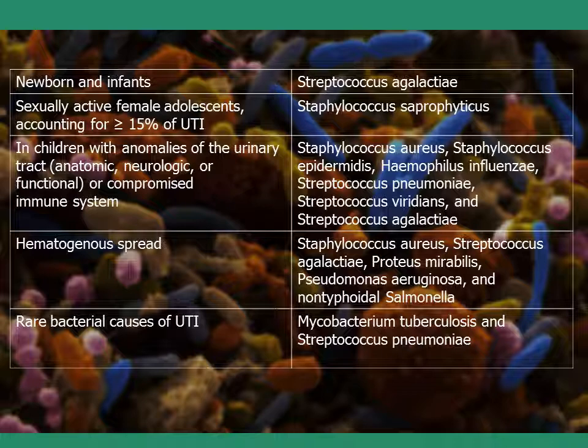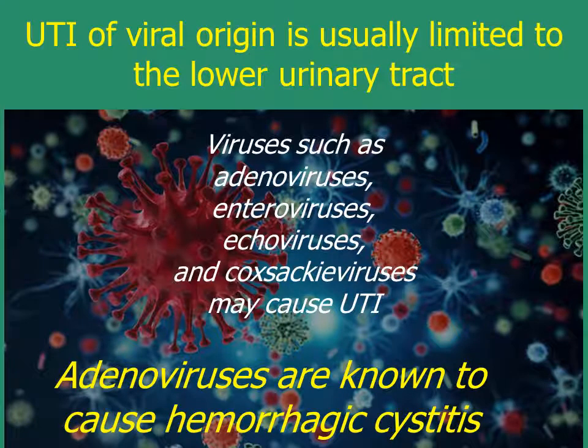Hematogenous spread of infection, an uncommon cause of UTI, may be caused by Staphylococcus aureus, Streptococcus agalactiae, Proteus mirabilis, Pseudomonas aeruginosa, and non-typhoidal salmonella. Rare bacterial causes of UTI include Mycobacterium tuberculosis and Streptococcus pneumoniae. Viruses such as adenoviruses, enteroviruses, echoviruses, and Coxsackie viruses may cause UTI. The associated infection is usually limited to the lower urinary tract. In this regard, adenoviruses are known to cause hemorrhagic cystitis.